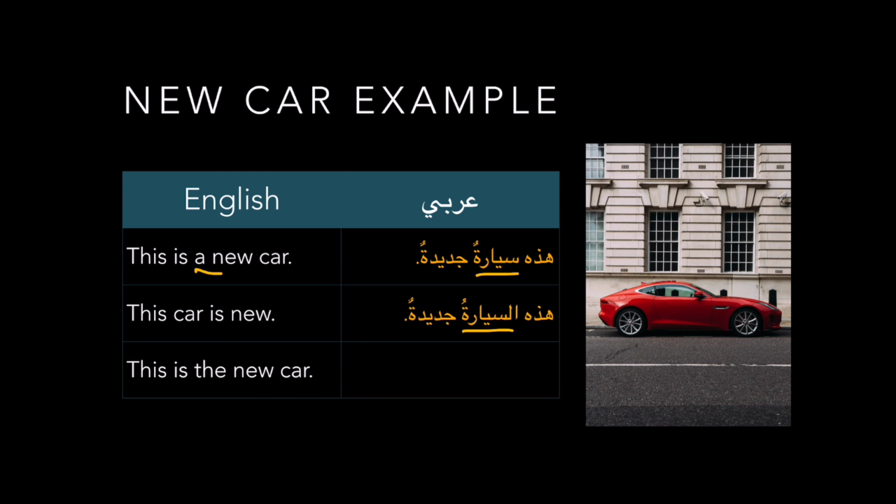In Arabic, whenever we have a demonstrative pronoun such as هذه or هذا followed by a definite noun such as السيارة, we treat this as a single unit. And that's why in the last sentence, هذه السيارة is considered a single unit. So in order to say this is the new car, we have to use the pronoun of separation. So here we would use هذه هي السيارة الجديدة. So here هي is functioning as the pronoun of separation.